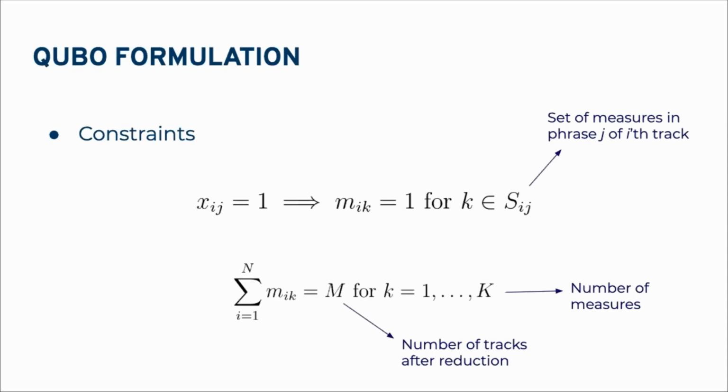For instance, like this M, which is the number of the tracks after reduction, we want to select in such a way everybody's going to be set at 1, all the measures. Like we want to sum it to the number of tracks we're going to reduce. And of course, with this value, we want to make this for the full song.